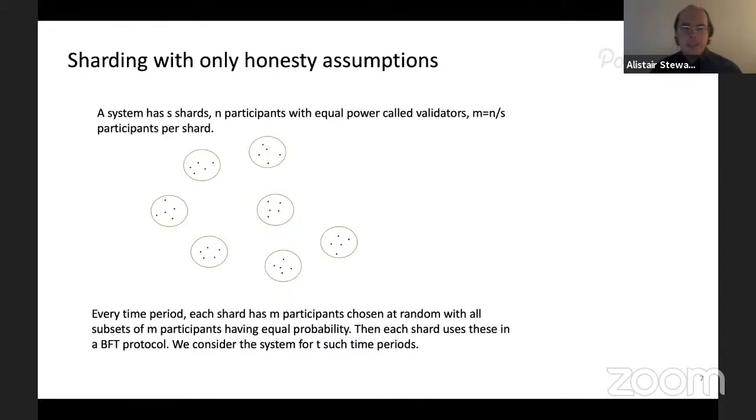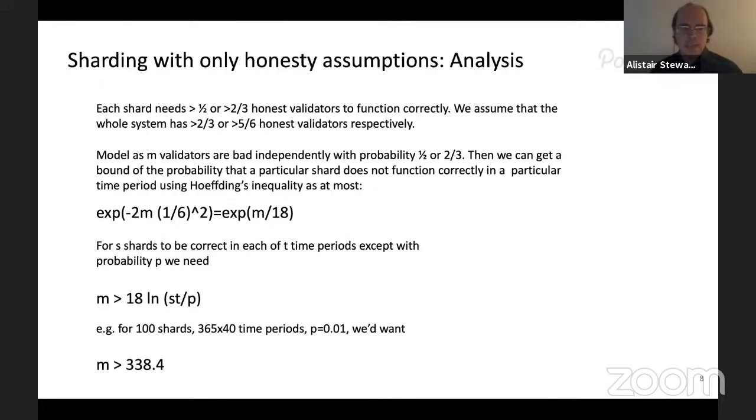So let's consider only an honesty assumption. We consider a typical sharded system. We have S shards. We distribute our validators, these participants with equal power, between them. We'll do this randomly, and every now and again, we'll change the assignments. So every time period, we choose a random subset of size M, and that'll be the validators for this shard. And then each shard runs a Byzantine fault tolerant protocol. What we have to do here to make this work is assume a bigger honesty percentage for the entire system than we need for any shard, like say 2/3 or 5/6 instead of a half or 2/3. Then if we have enough validators, with high probability, all of these shards will be majority honest.